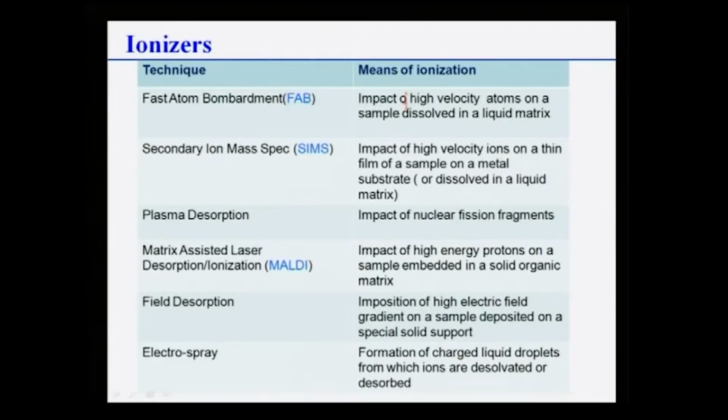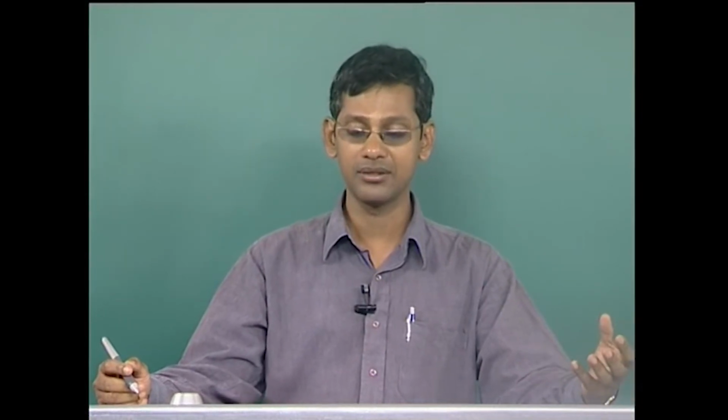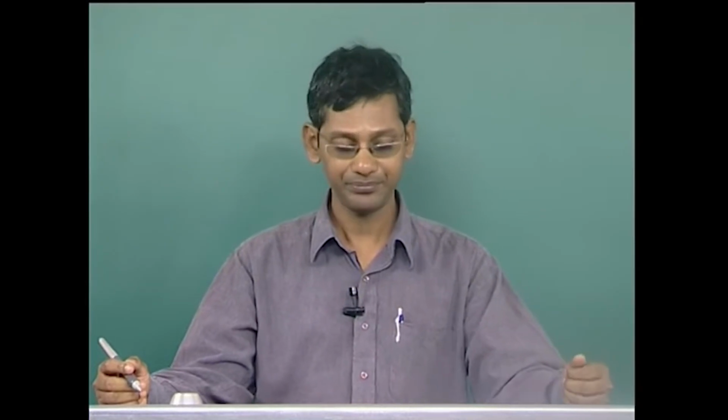Second one is secondary ion mass spectroscopy, and this is the topic of today's discussion. It is nothing but impact of high velocity ions on a thin film of a sample of a metal on a metal substrate. It can also be dissolved in a liquid matrix. So by this way, in fast atom bombardment and secondary ion mass spectroscopy, the preparation of ions is almost similar. What you need in the case of SIMS is impact of high velocity ions, and in the case of FAB you need impact of high velocity atoms.